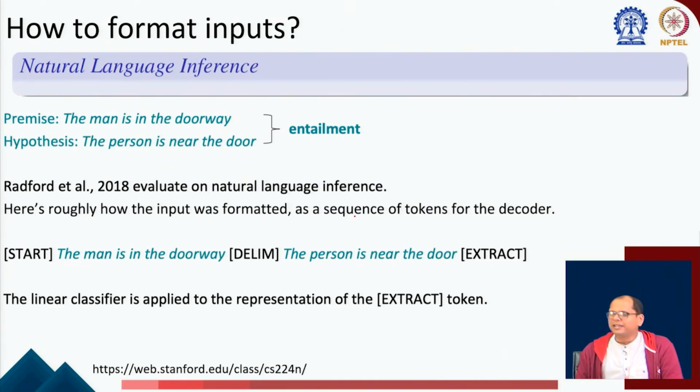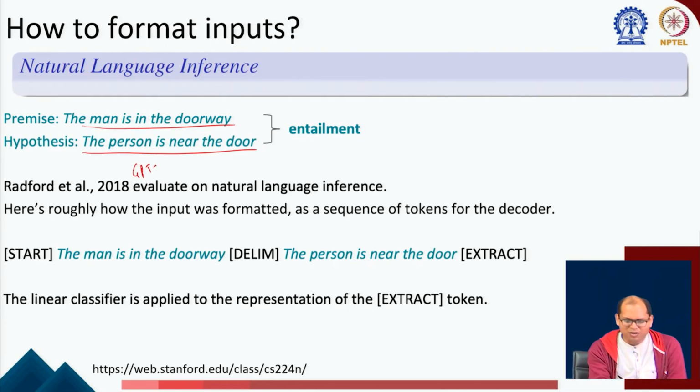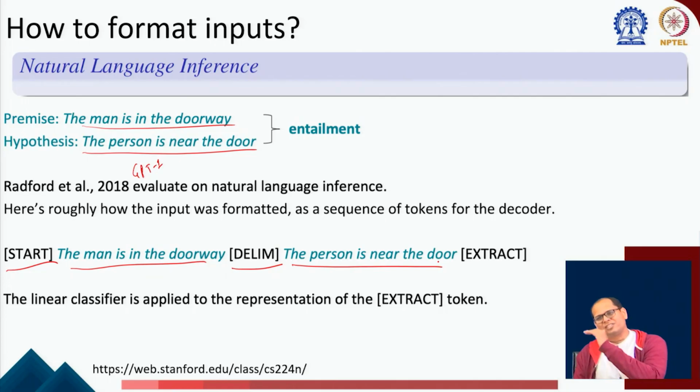Now how do you format inputs? Let's take an example for natural language inference. You have this premise: the man is in the doorway. Hypothesis: the person is near the door, and you want to know whether there is an entailment relation between premise and hypothesis. So what they did in the GPT-1 model is, I'll use a start token, then I'll feed the premise, then a delimiter token, I'll feed the hypothesis, then I'll have an extract token, right.